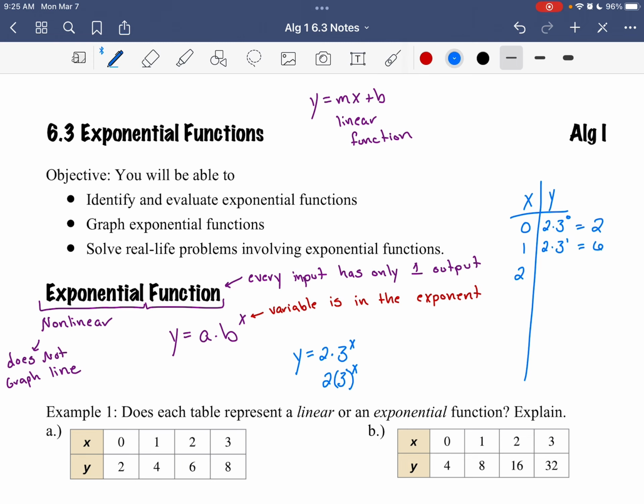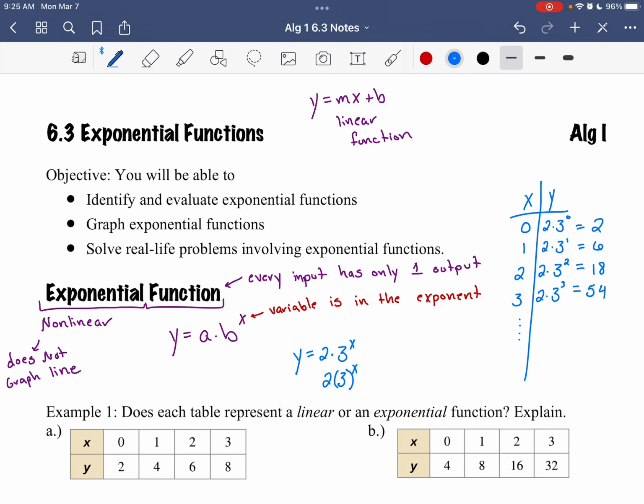Okay, put in a 2. 2 times 3 to the second. Again, exponent first. 3 to the second, 3 times 3 is 9, times 2 is 18. Okay, we put in a 3. 2 times 3 to the third. 3 to the third is 3 times 3 times 3, which is 27, times 2, which is 54, and so forth and so on.